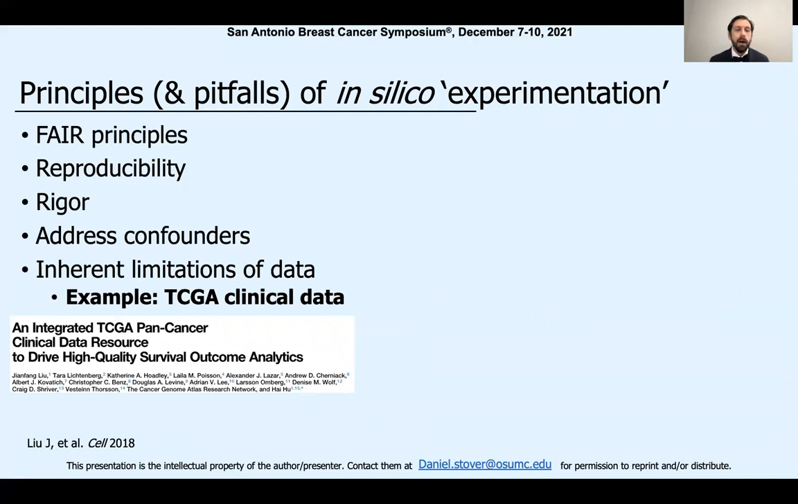Finally, today I'm going to touch on the inherent limitations of data. The Cancer Genome Atlas, or TCGA, is an incredible repository of multi-omic data, but it was really developed just for that, as a repository of multi-omics, not necessarily clinical outcomes. As laid out in the clinical data resource of TCGA, published as part of the PanCan analyses in Cell in 2018, TCGA breast cancer clinical data has some limitations.